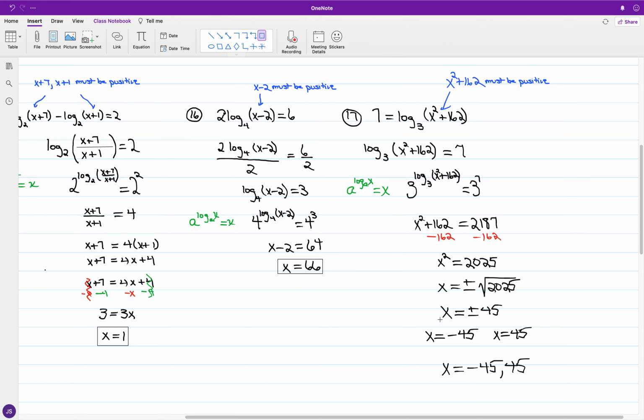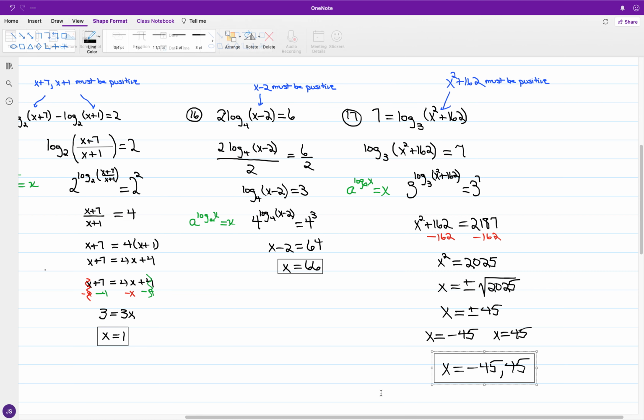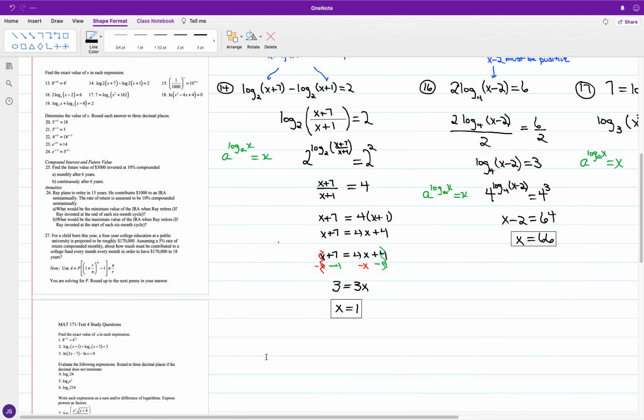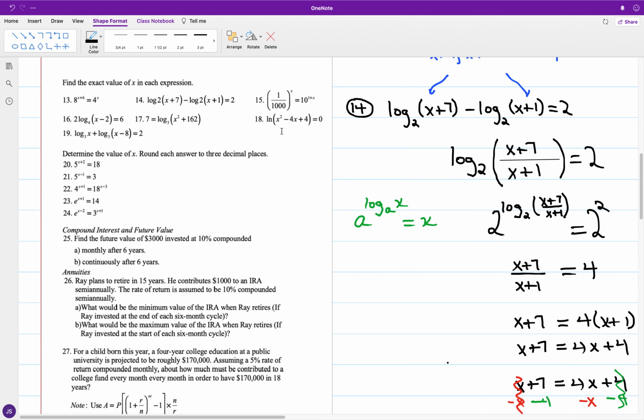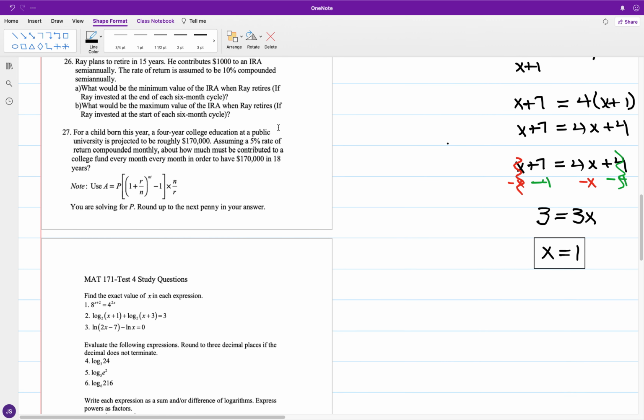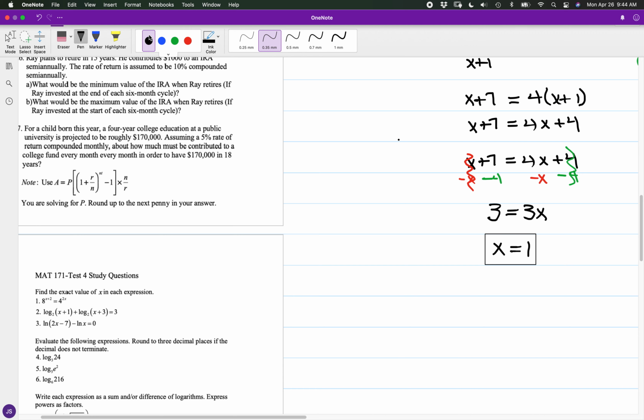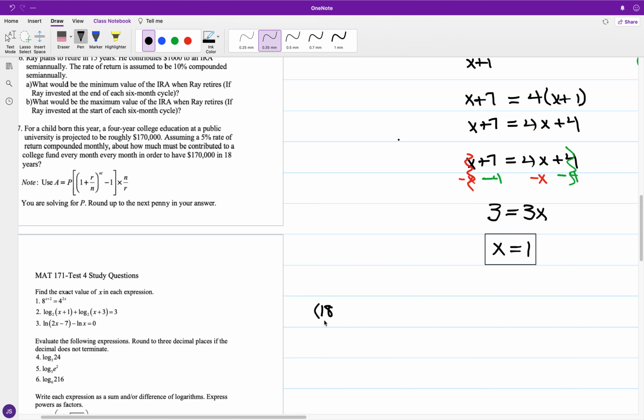Now, for the next item, number 18, we're back to natural logarithms. We have the natural logarithm of the trinomial x squared minus 4x plus 4 set equal to 0. So you have the natural logarithm of x squared minus 4x plus 4 is equal to 0.